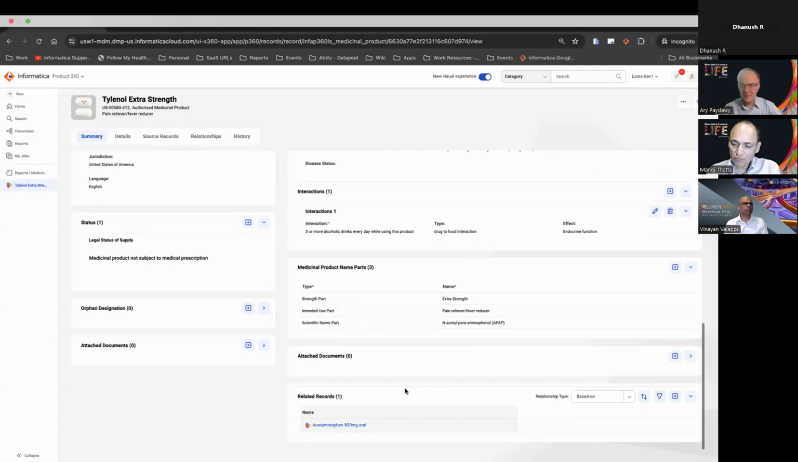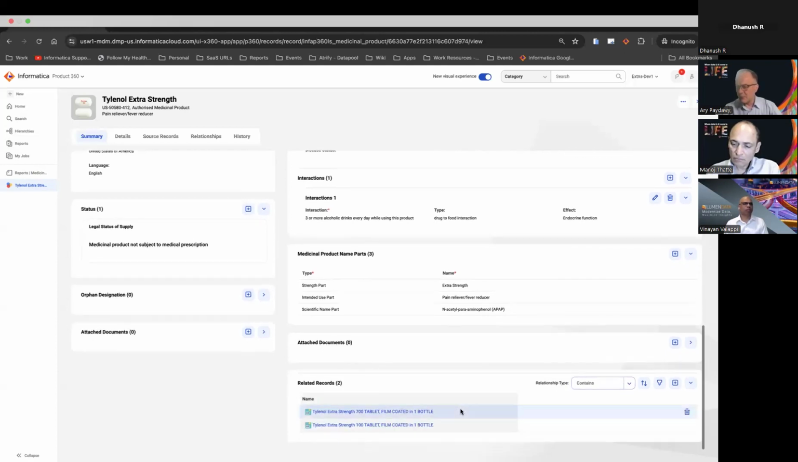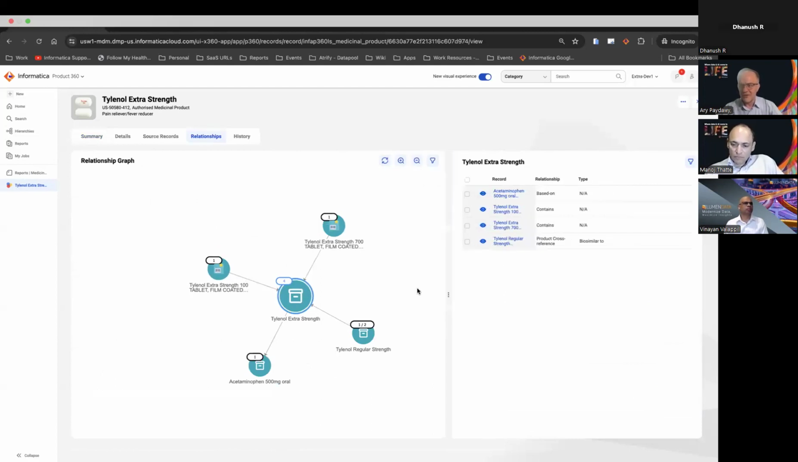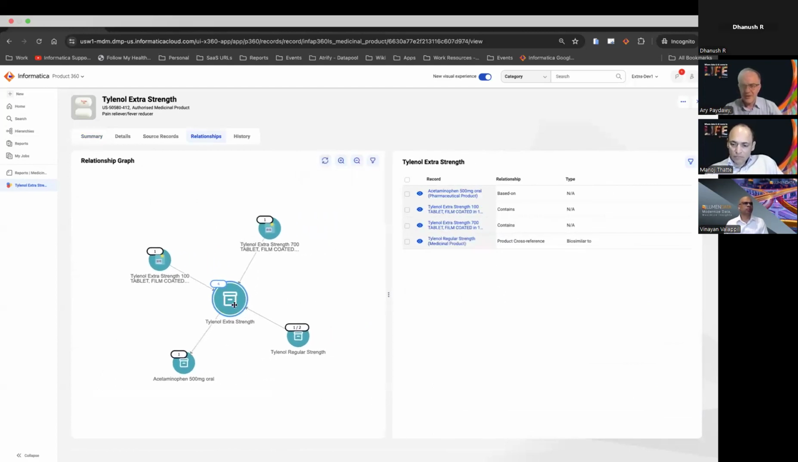This medicinal product is also based on what is called a pharmaceutical product, which here is acetaminophen. If I look at how this Tylenol is packaged, it comes in 700 tablets and in 100 tablets. For a better view, let's go into the relationship view, because I can look at that visually. This is my Tylenol, and I can see here the two packaged products that I have, and this is the acetaminophen product.